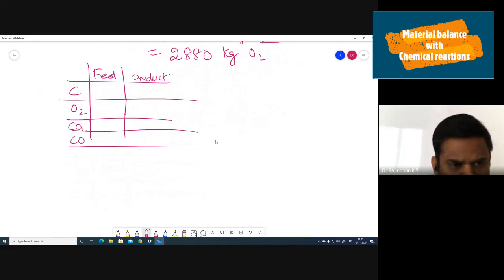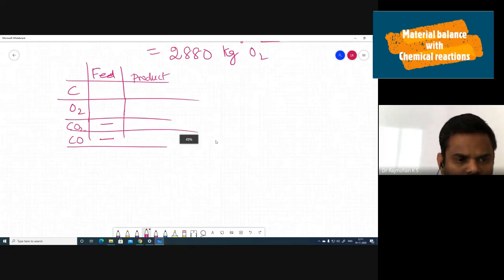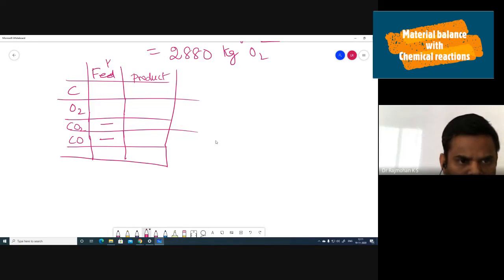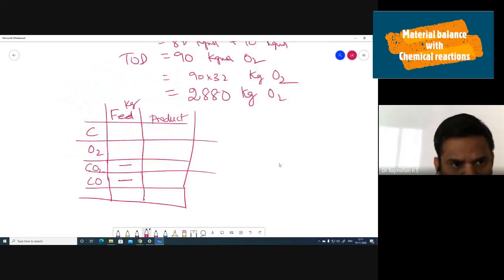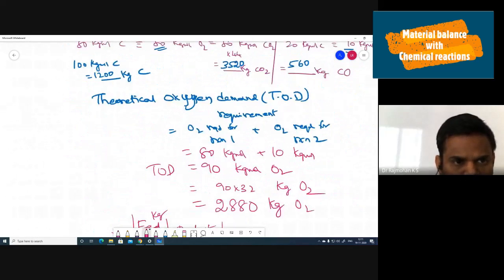CO2, CO. In the feed, is there any CO2? No. Is there any CO in here? No. Okay. Let us make a mass balance here. In terms of kg, how much kg is carbon? We have calculated, right? 1200 kg.